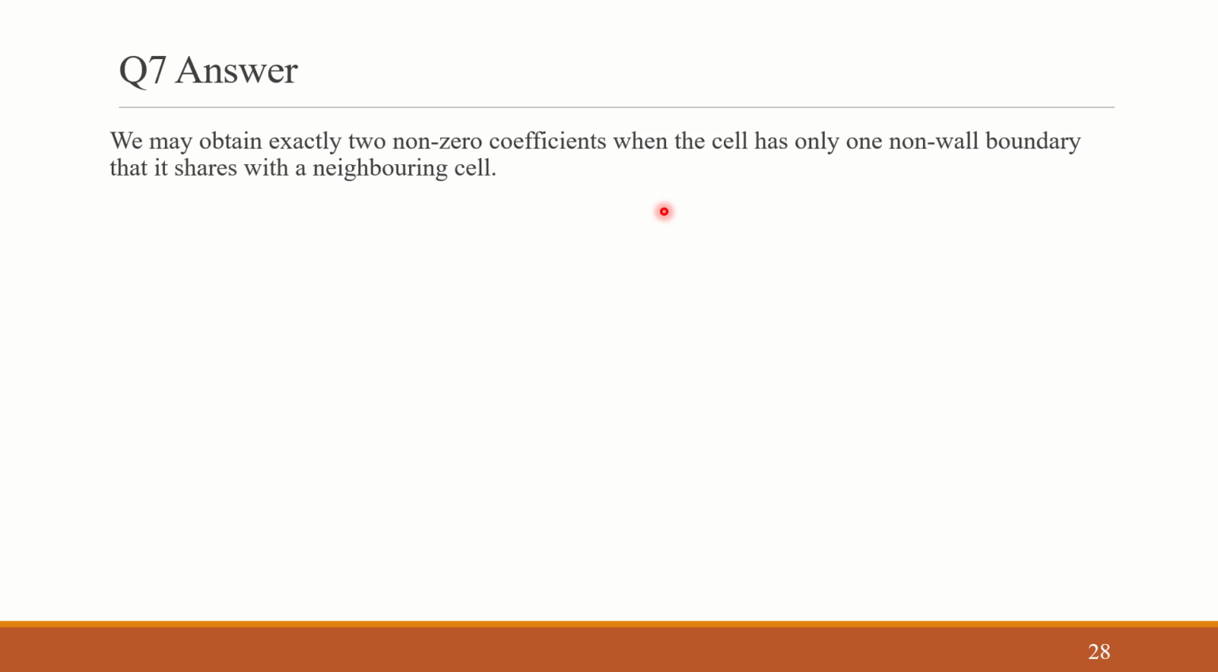We may obtain exactly 2 non-zero coefficients when the cell has only one non-wall boundary that it shares with a neighboring cell. So if a cell has only one side that it shares with another cell, and all the remaining sides are surrounded by boundaries, we will have 2 non-zero coefficients. I'll show you.